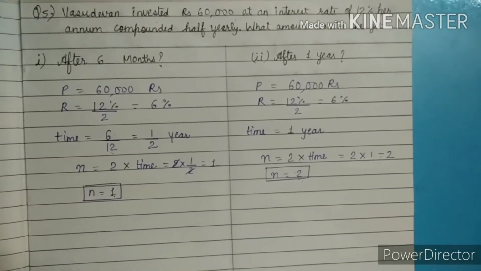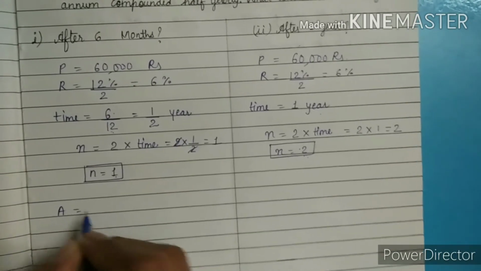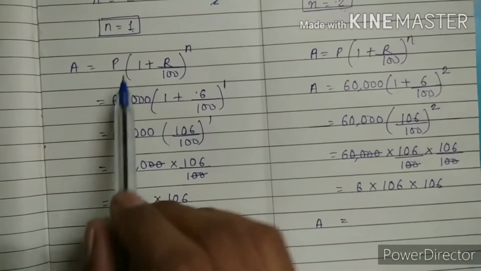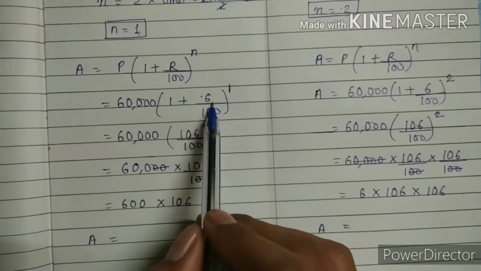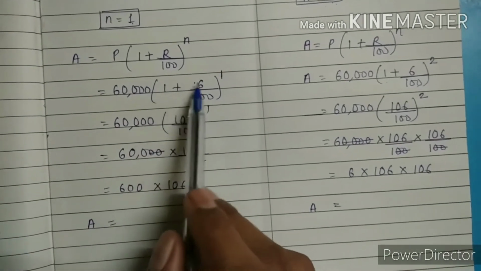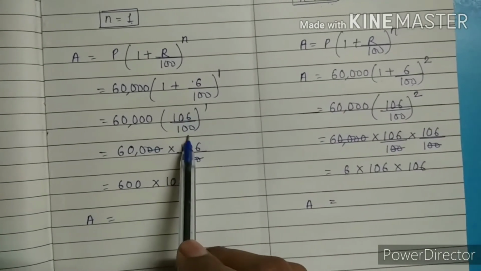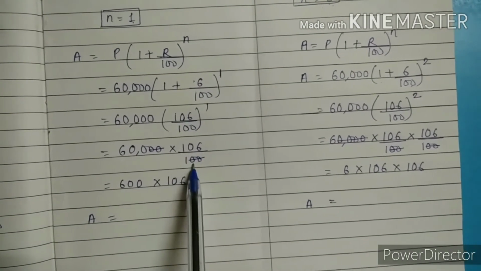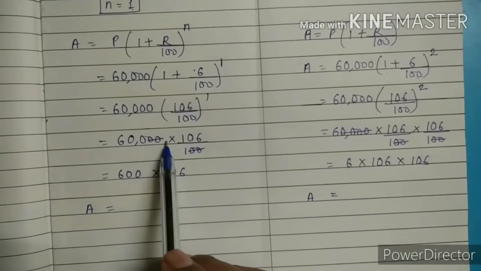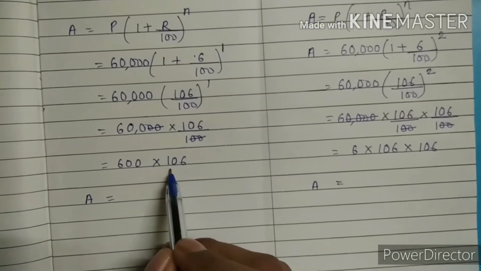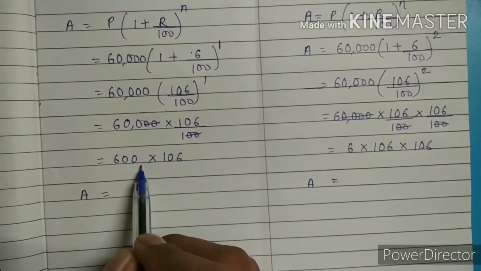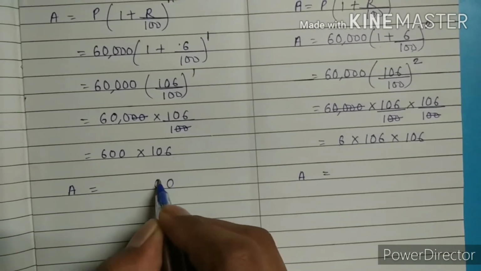Let's see the amount. So the amount formula we know, so here in the first case the amount is equal to P value is 60,000, R value is 6, n value is 1. 100 into 1 is 100, 100 plus 6 is 106, divided by 100. One time is there, that's why only one time 100 by 100 and 106 by 100 will come. 00 to 00 cut, 600 will multiply by 106. Now you can see 600 having 00 at the last, so the last 00 as it is.